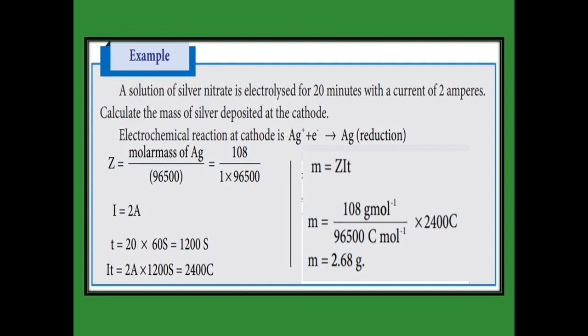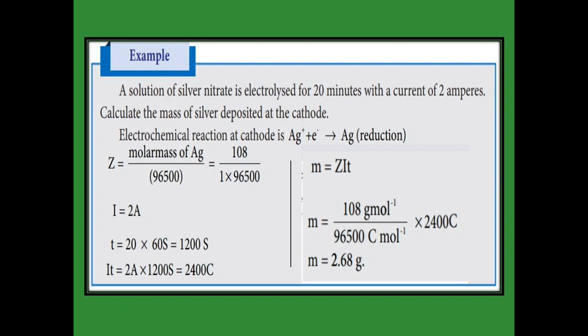In this problem, the time is 20 minutes. We have to change 20 minutes into seconds. So 20 into 60, since 1 minute means 60 seconds, we get 1200 seconds. And then the current is given as 2 ampere. The question is the mass of silver deposited at the cathode.